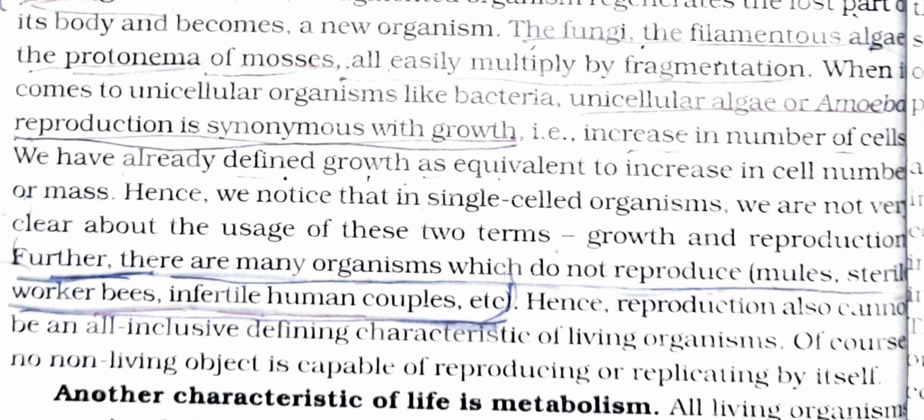But in multicellular organisms, there are many organisms that do not reproduce: mules, sterile worker bees, infertile human couples. Hence, reproduction also cannot be an all-inclusive defining characteristic. So we cannot say that reproduction is the feature of a living organism, because there are some animals that cannot reproduce, yet they are also living beings. How can you say reproduction is the feature? In a worker bee there is no reproduction, but it is an organism. So we cannot say that reproduction is the only feature of a living organism; it may reproduce or it may not, but it is an organism. Of course, non-living things cannot reproduce themselves.